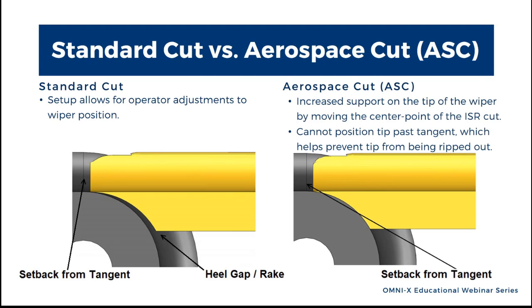For standard cut wiper dies, the wiper is machined to enable the use of heel gap or rake, which allows the operator to fine-tune the wiper position. For aerospace cut wiper dies, the wiper is machined to fully engage the bend die tube groove, and there is little to no rake applied. Full engagement results in a stiffer setup, allowing for more pressure die force.